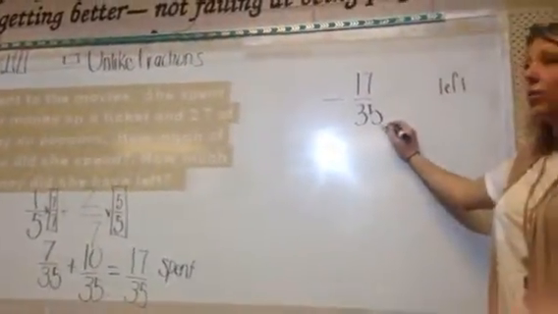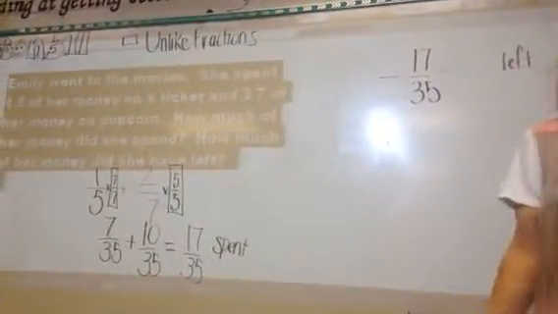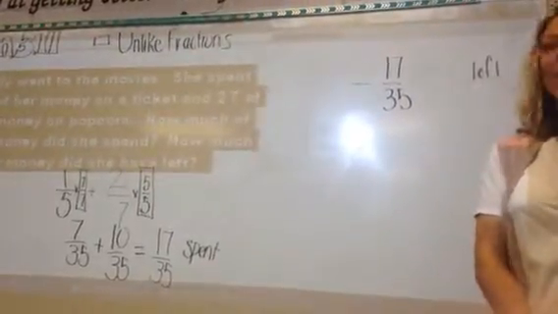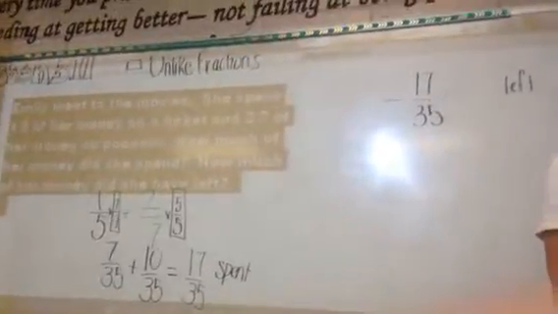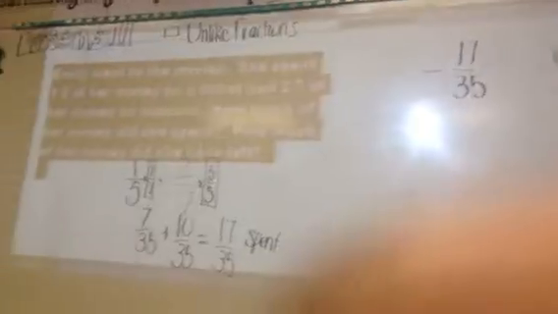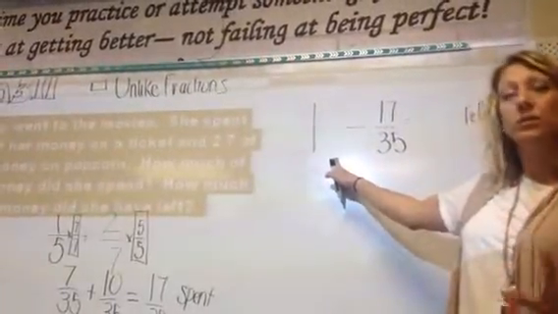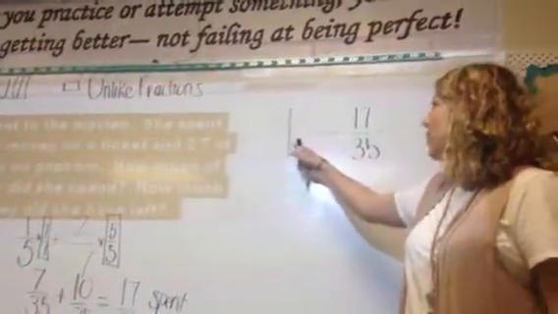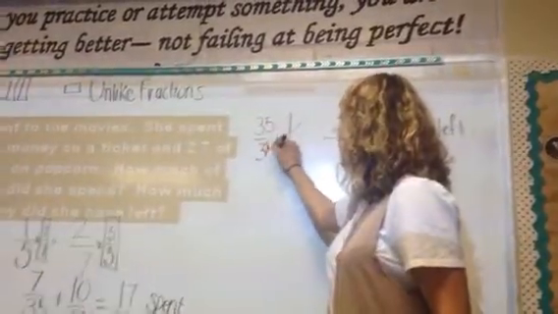17 over 35 minus... no, no. We're subtracting that. So what are we taking it from? What was the whole amount that she started with? 35 over 35. Remember last week when we were taking an amount out of the whole? We don't know the dollar amount she started with, but whatever it was, it's the whole amount. So we're letting 1 stand for the whole amount. You also could rewrite that 1 as 35 over 35, if that makes it easier for you.